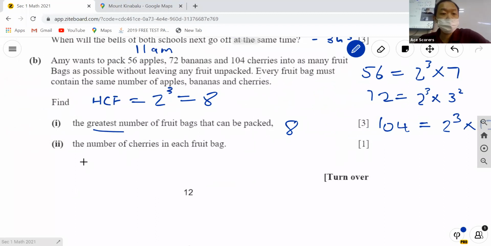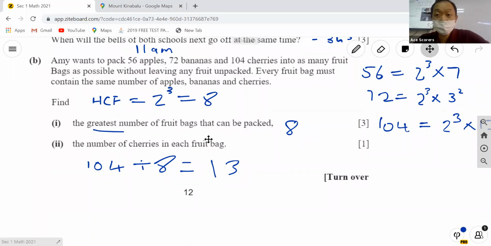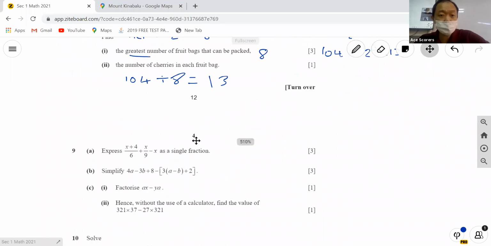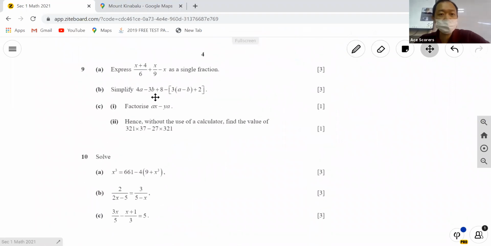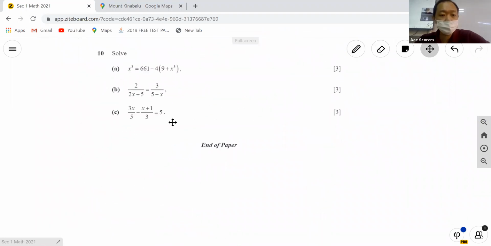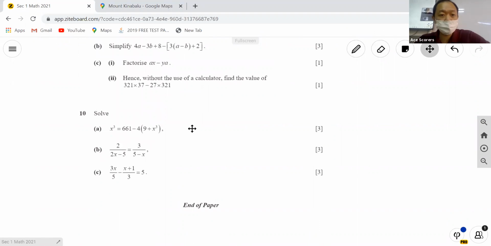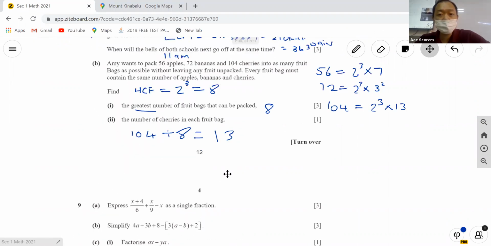Now the number of cherries in each bag. So 104 divided by 8 is 13. So 13 cherries in each bag. And we're done for today. Let me see the rest. Oh, the rest are important. You see, the rest are all algebra already. So 9, 10, and this one we're going to do next week. All right, that's all for today.